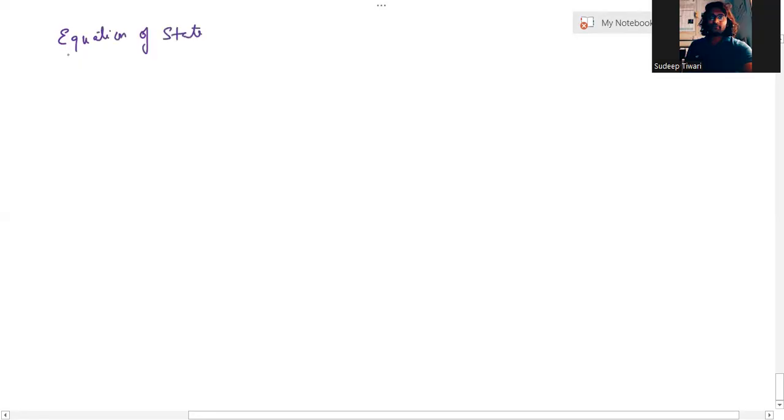So in the previous class, we were doing equation of state. Let us just recapitulate what we have done so far. We did equation of state last time, and we knew that if we have a function of three variables, P, V, T, then one of the variables can be expressed as a function of the other two. That is, I can express temperature as a function of pressure, volume, and so on.